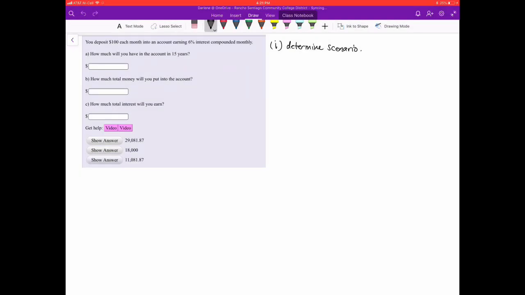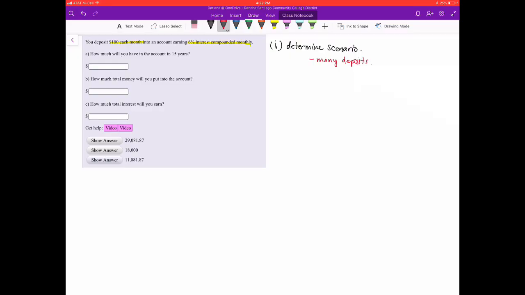Hi, in this example, we're going to use a finance formula to determine an amount of money after a certain number of years. The first step is always to determine the scenario. Here, we can see that we deposit $100 each month into an account earning 6% interest compounded monthly. So notice that we're not depositing $100 in the account once, we're depositing every month, so we're making multiple deposits. Or in other words, many deposits.